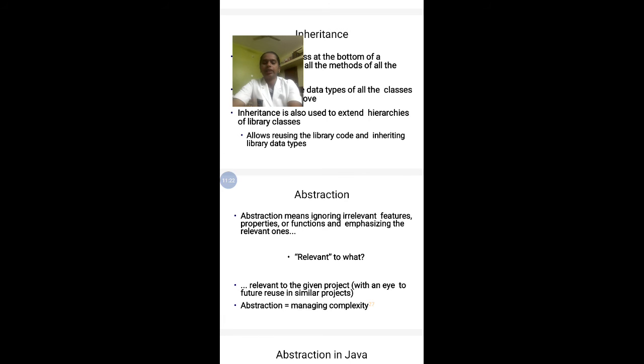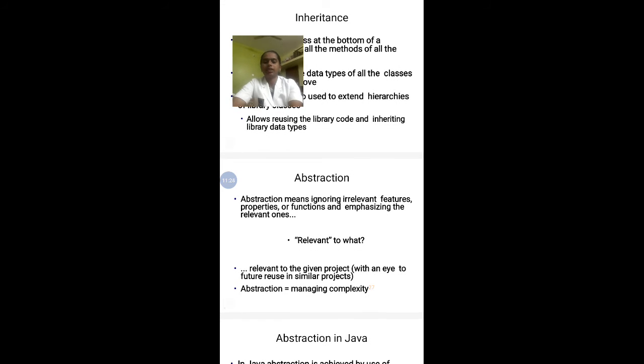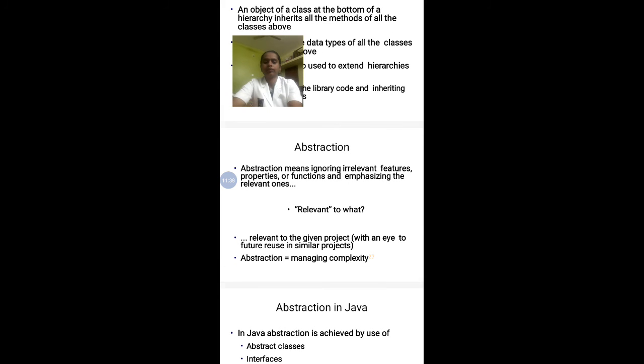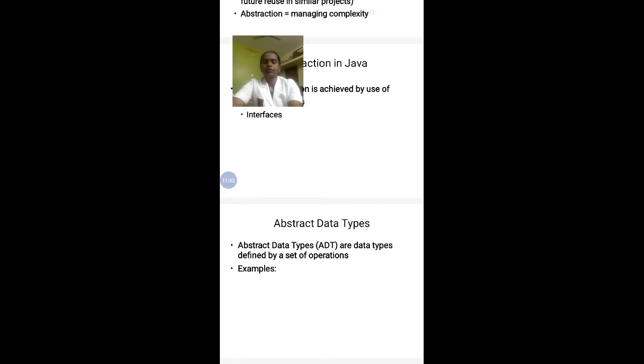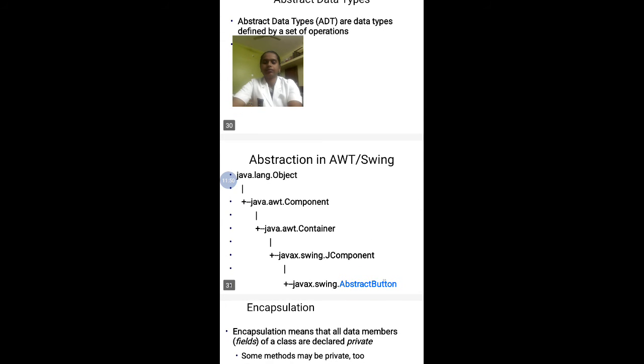Abstraction means ignoring the irrelevant features and functions and enhancing the relevant ones. Abstraction means keeping the relevant information and ignoring the irrelevant information. Abstract data types are data types defined by a set of operations. These are the examples used in abstraction.